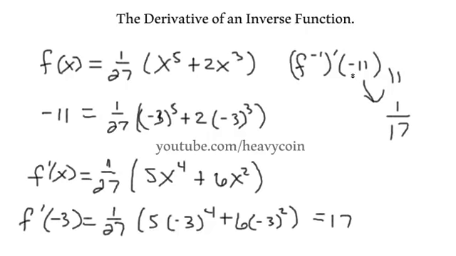Okay, right, so this is equal to 1 over 17. Sorry, I got sloppy there on that. But remember, the key is defining that number that I need to plug into right here to get negative 11 out. All right, and then all we have to do is just take the derivative, plug that number in, and take the reciprocal of whatever this number is. Okay.